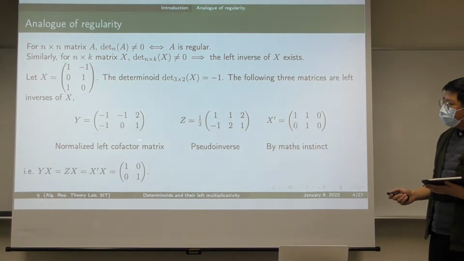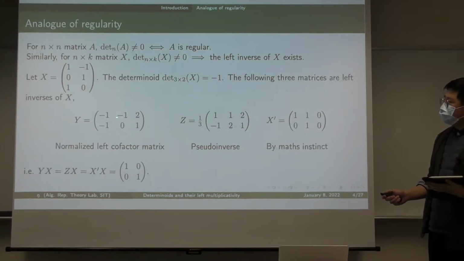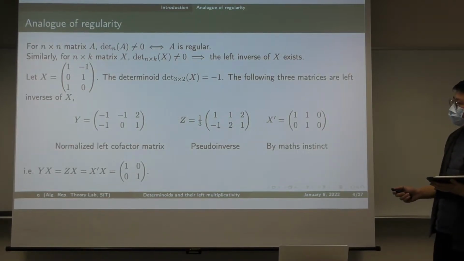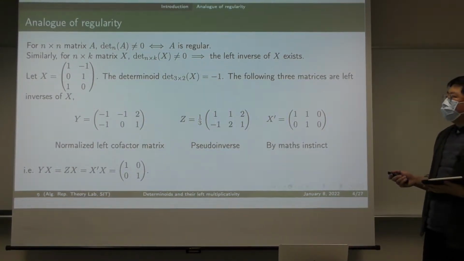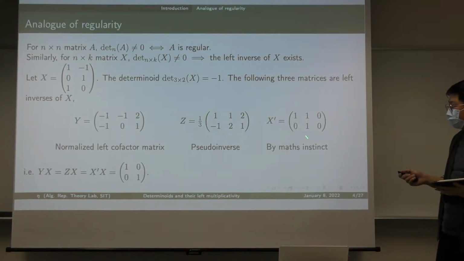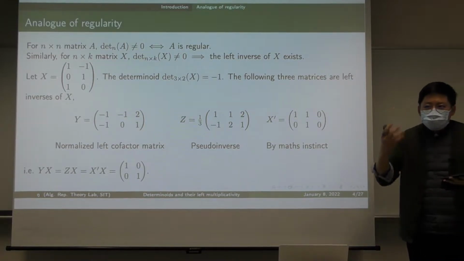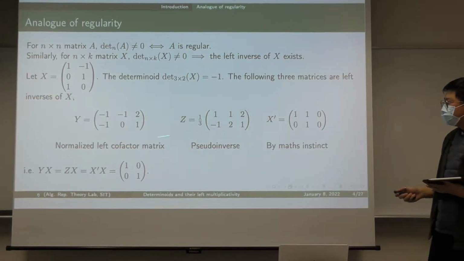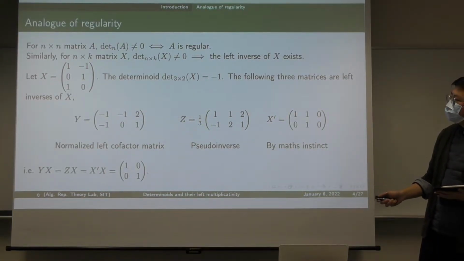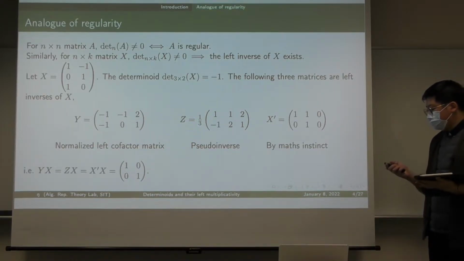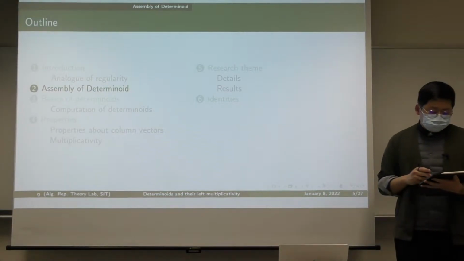The first one is called the normalized left cofactor matrix. In this talk, I will explain how to compute this too. The second one is called the pseudo-inverse, which is the common way to find the inverse of a non-square matrix nowadays. And the third one is found by math instinct: you look at the matrix and find it by computing in your mind. These three matrices, multiplied with X on the left side, give the identity matrix of order 2.